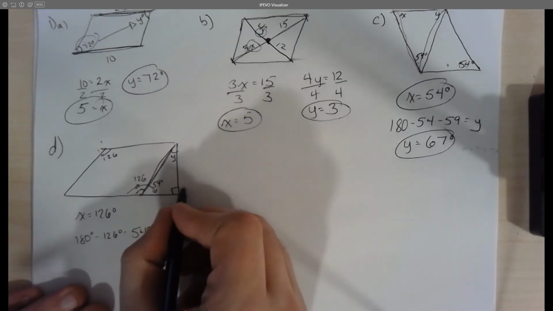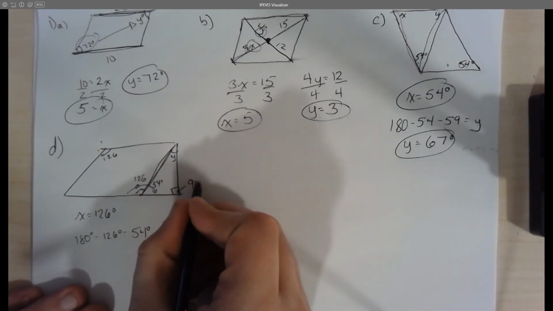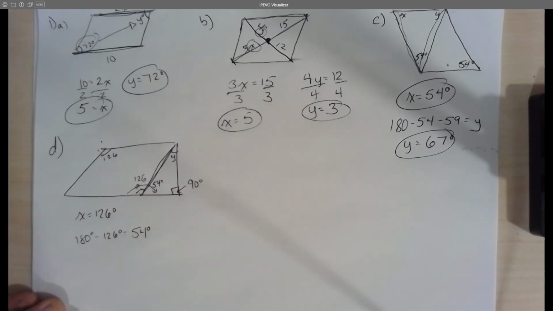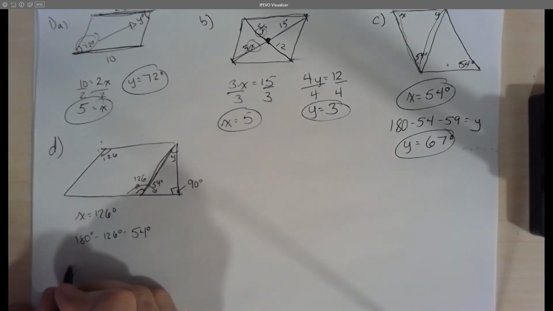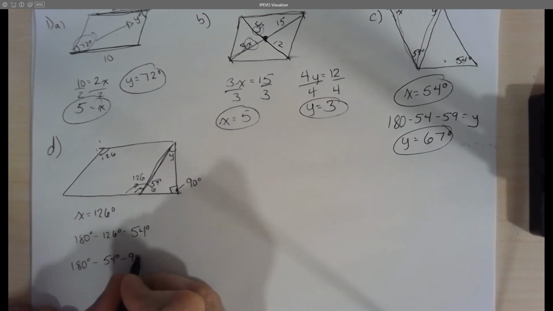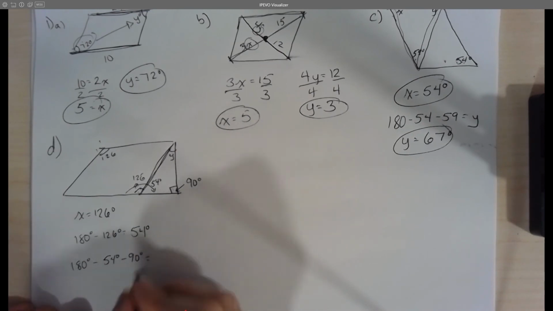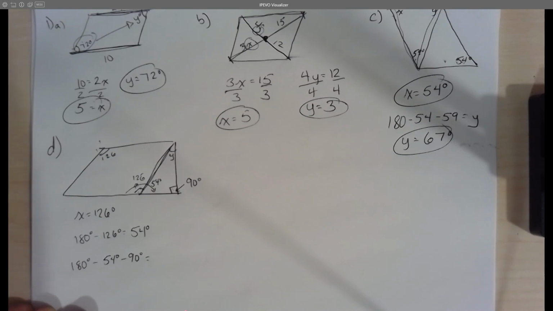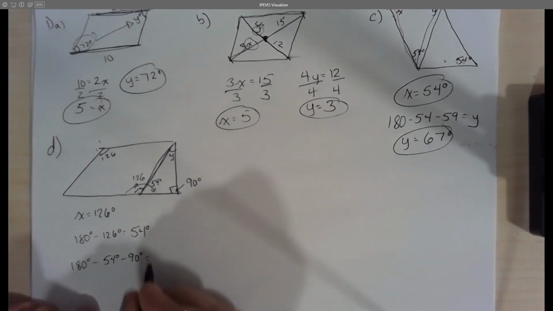Because this symbol is here, this symbol is a right angle, so that's 90 degrees. So I have 90 and 54. I have to figure out y. So 180 degrees minus 54 degrees minus 90 degrees gives us our missing value, which is going to be our y value, which when we plug that in is going to be 36 degrees.